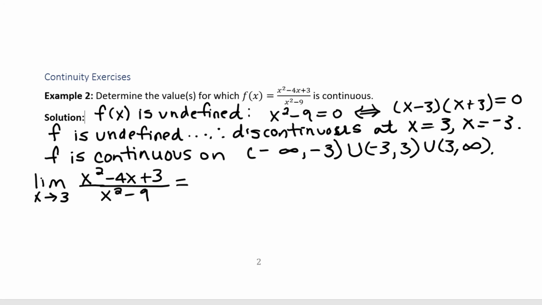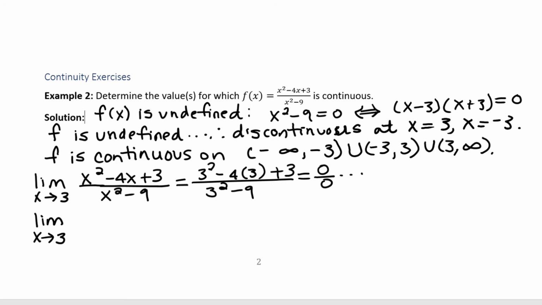When you evaluate, that is, just do the direct substitution, you're going to have 3 squared minus 4 times 3 plus 3 in the numerator, divided by 3 squared minus 9 in the denominator, which gives you 0 over 0. This means we have something that is indeterminate, and we need to do something else, typically factor and simplify.